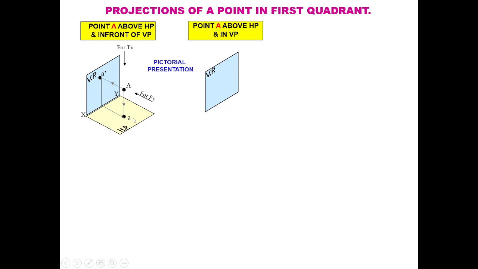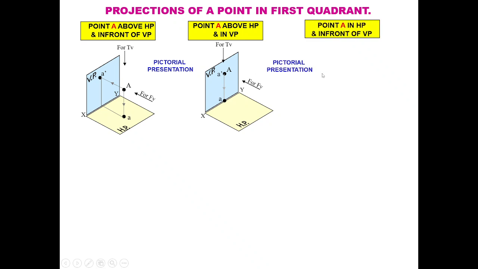So if A is the front view and top view, the point A is above HP and in VP. So the point is in VP, you can see here it is in VP. Next is the point in HP and in front of VP, so that is the next position of the point.